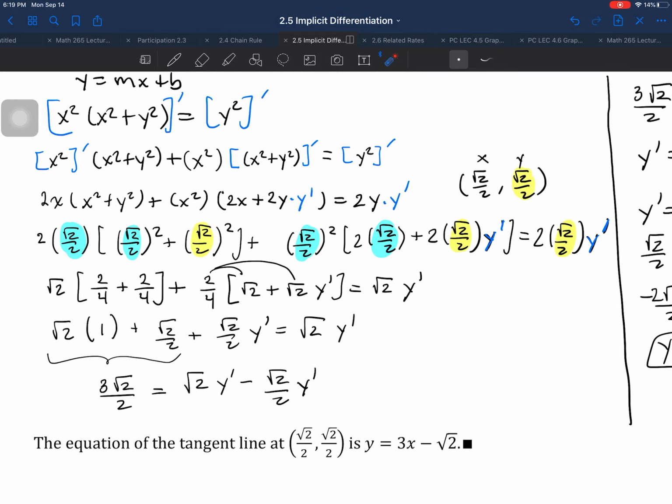So the inside of this will be 2 times this. What happens with the 2's? They cancel each other out, so we're left with the square root of 2. Inside the brackets, we have the square of the square root of 2 over 2, which becomes 2 over 4. Same thing for this one, 2 over 4, followed by the plus. Here we have the square of the square root of 2 over 2, which becomes 2 over 4, followed by the bracket. The 2 and the 2 will cancel each other out, so we're left with the square root of 2 plus the square root of 2 times y prime.